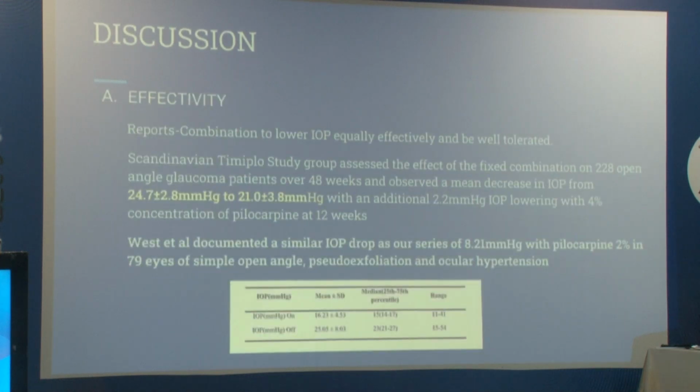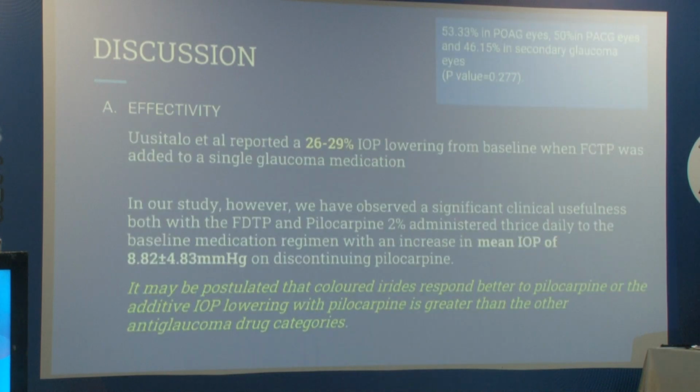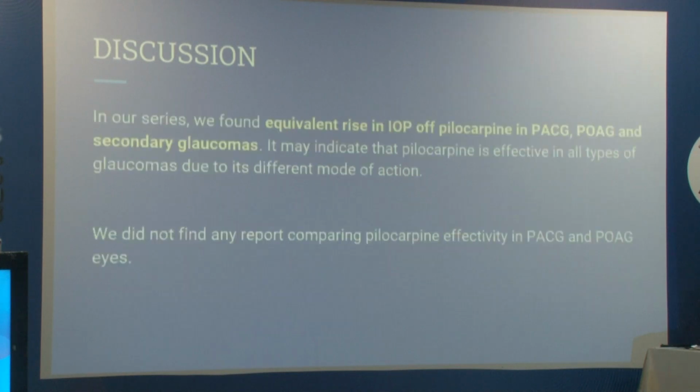So in our study, we have seen the effectivity to be about similar to what was studied by West et al., which is about 8.21 millimeters mercury. And the mean decrease in IOP was much more than what has been reported in the very few select studies that are there. It was also seen that the twice daily administration was equally effective to the single-agent pilo 3 times. And we found equivalent rise in IOP in all the 3 categories.